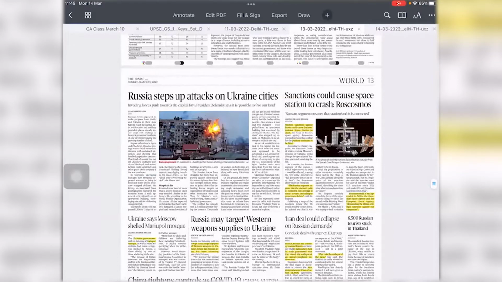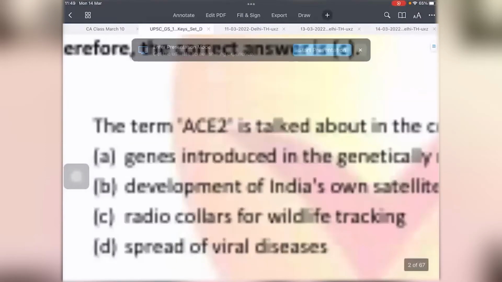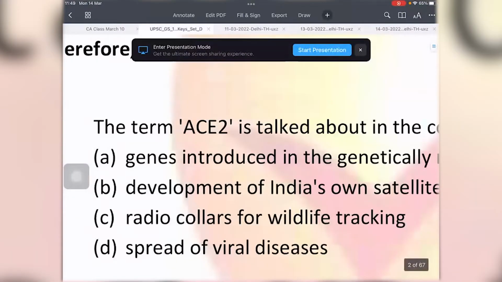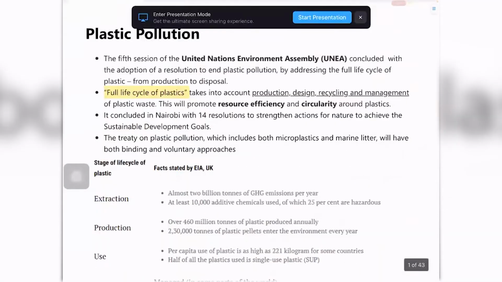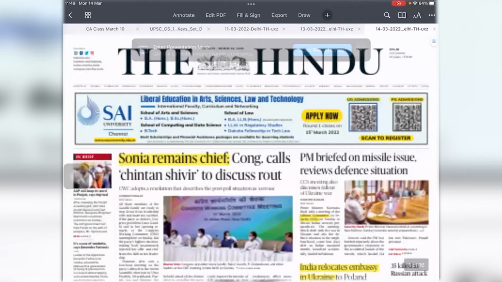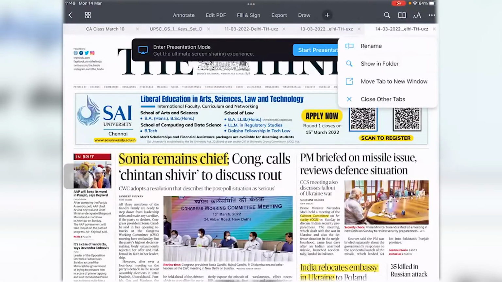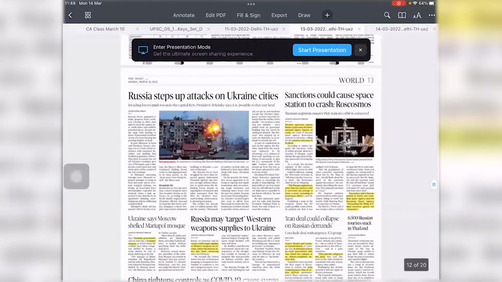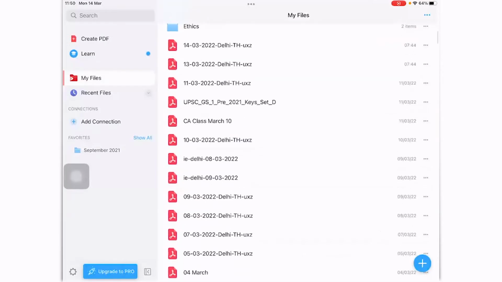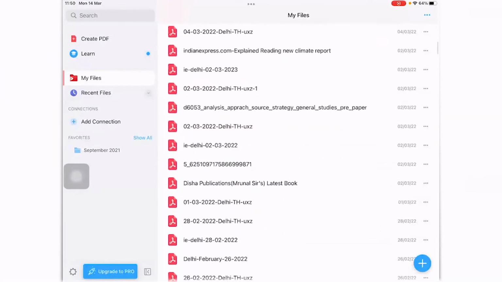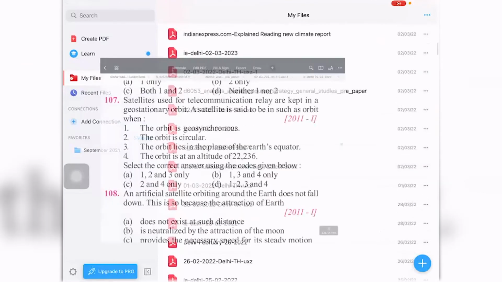So basically, if you don't know, it's highly recommended that you read everything and anything you can think of. Satellites, types, satellites, and their importance. You won't believe me, just like that, I know. Go to your favorite book.